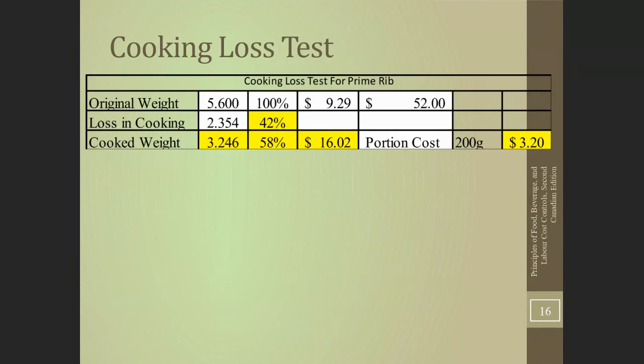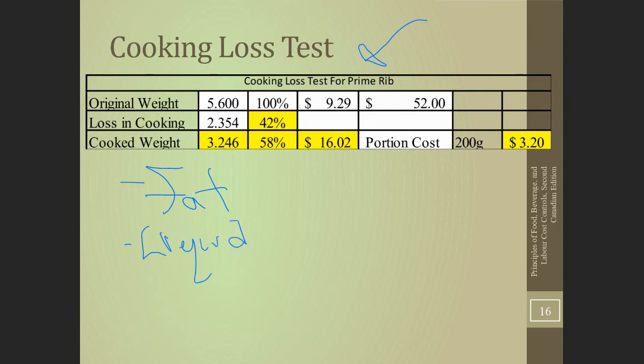On here. So look, this is what a cooking loss test looks like. This is a cooking loss test for a prime rib. Now, when we cook a prime rib, a lot of things are happening to it while we cook it. The prime rib is actually losing weight because we're cooking it. Some of this is fat that is rendering out, and any moisture really, so various liquids.